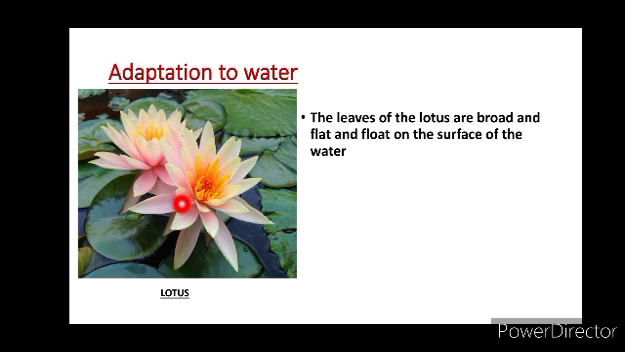All of you see here, the leaves of the lotus plant are very broad and flat, right? And they float on the surface of water. These plants are fixed to the bed of the pond. The stem of this plant is very light and hollow. The broad leaves float on the water.